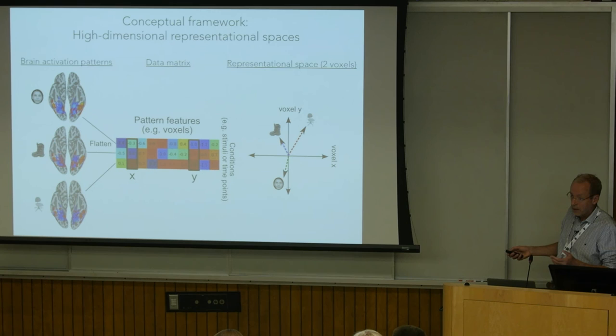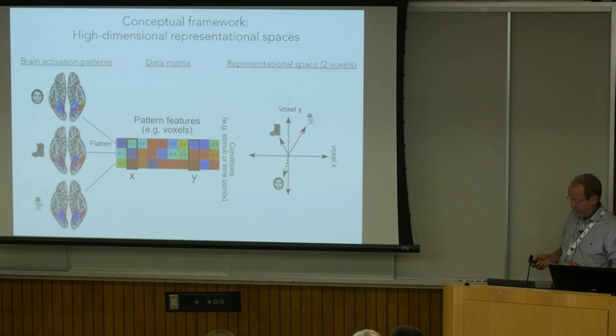So you can see that the location of the two-dimensional vector of the pattern, the two voxel pattern for these stimuli, are in different locations in this representational space. And what we find is that instead of trying to do the analysis in the physical space of the brain, if we do it in the abstract space of a representational space, it becomes much more tractable.